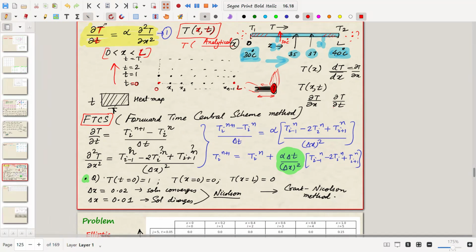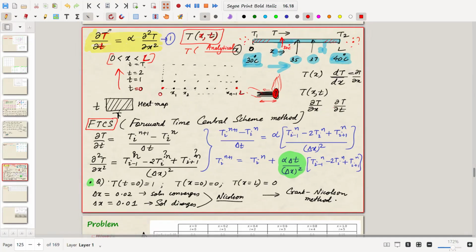So how will we do it? ∂T/∂t can be represented as (T_i^(n+1) − T_i^n)/Δt. It is just like the slope form, (y2 − y1)/(x2 − x1). ∂²T/∂x² we wrote previously in the class as (T_(i−1)^n − 2T_i^n + T_(i+1)^n)/Δx². Now you just equate them together.